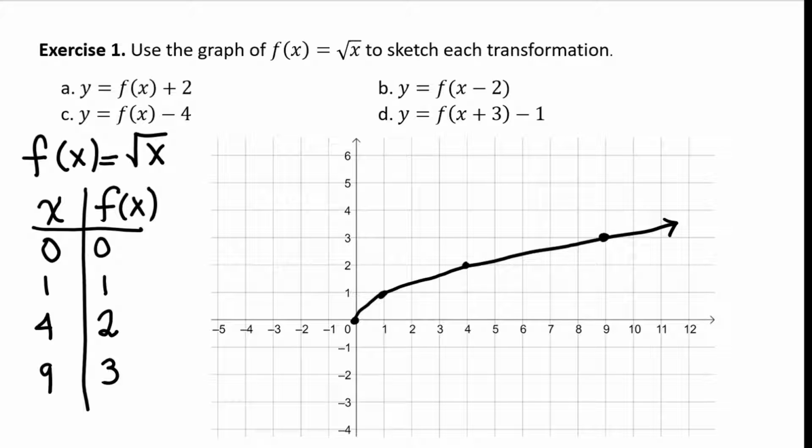Part A, y equals f of x plus 2. The plus 2 is on the outside, that's in addition to the function, so we take each function value and shift it up 2 units. I'll start with the origin and go up 1, 2. The next ordered pair, I'll go up 1, 2, and likewise for the remaining points, and connect. And now that is my square root function shifted up 2 units.